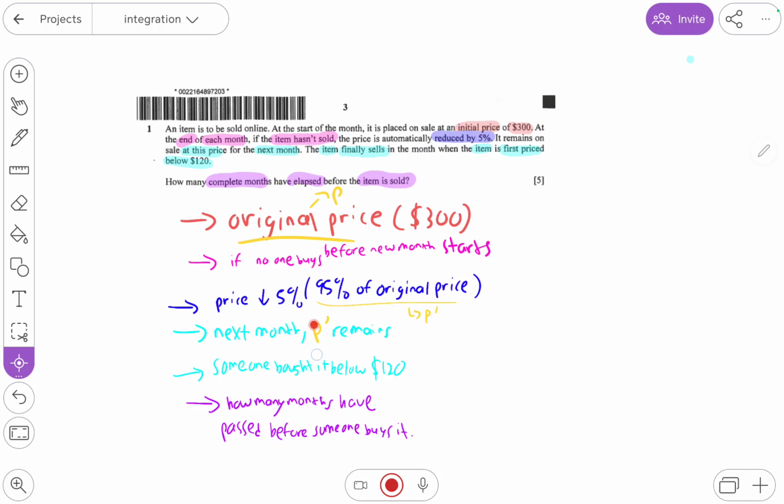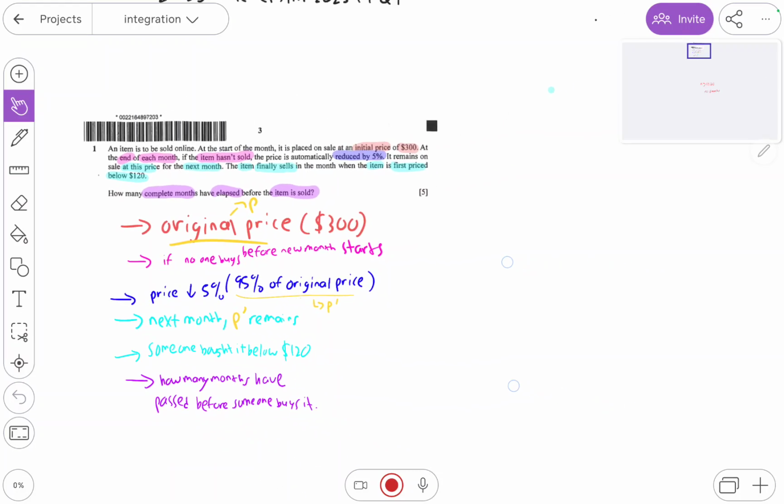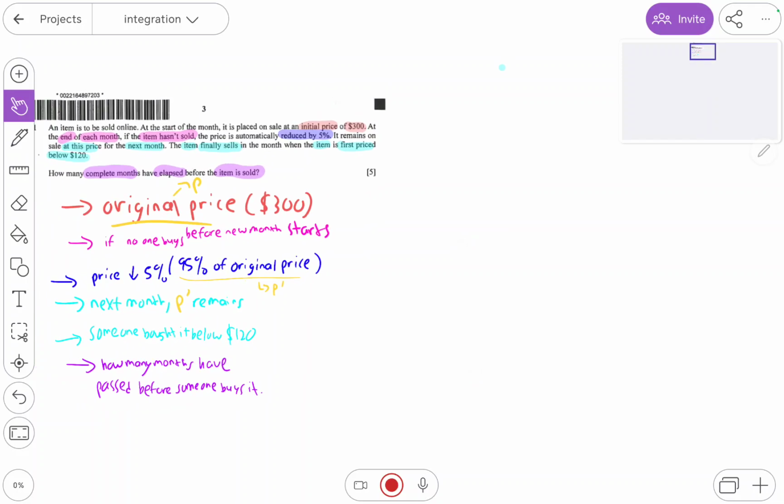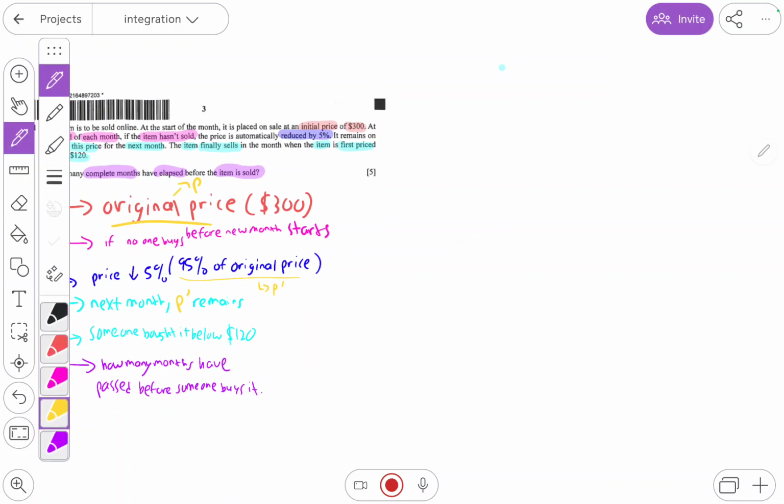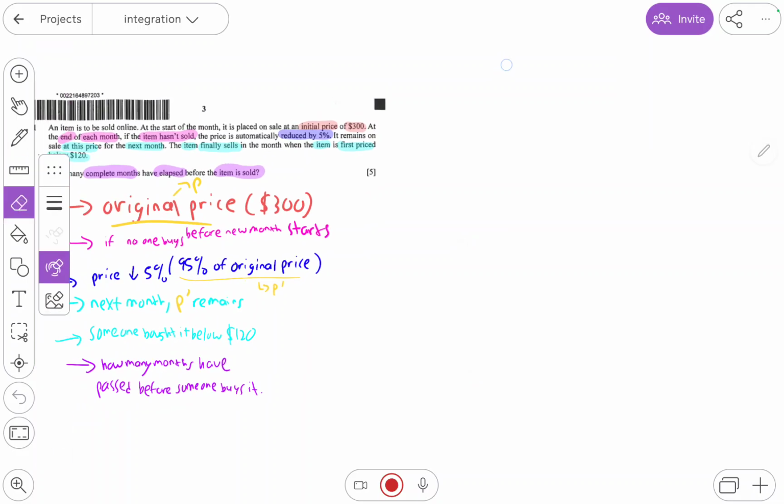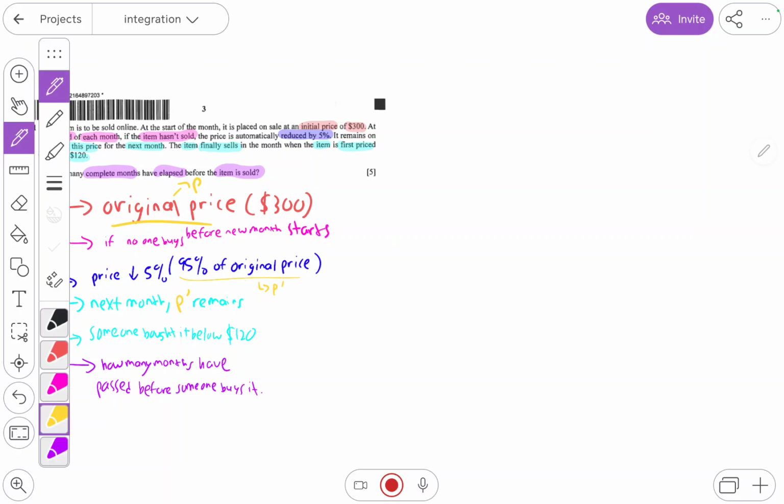Okay, so that means, what does it say? That means someone bought it, but the price is below $120. Okay, and the question wants us to find how many months have passed before someone buys it. Okay, first of all, if at the initial price of $300, what does this mean? Okay, this means that 100% will be equals to $300.